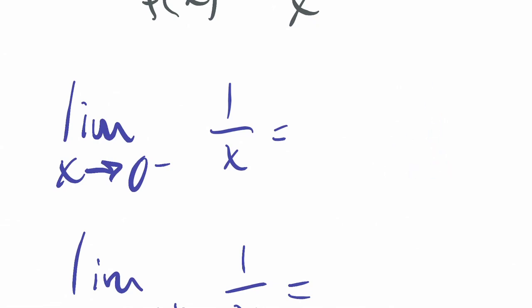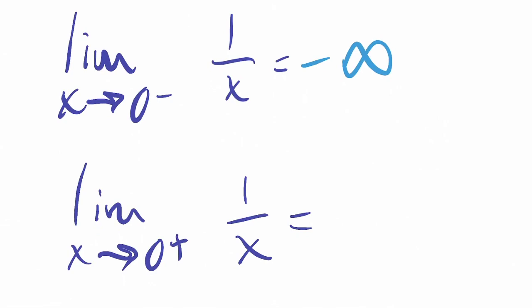However, we're approaching from the left, so we have negative infinity. 1 divided by some really teeny tiny negative number will be a very, very large negative number. And if we shrink the bottom to 0, the fraction as a whole grows to infinity, but again, negative. On the other side, if x is approaching 0 from the right, we have a similar thing. There's just no negative involved. The bottom shrinks to 0, so the whole fraction grows to infinity.